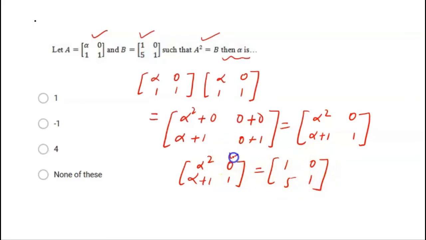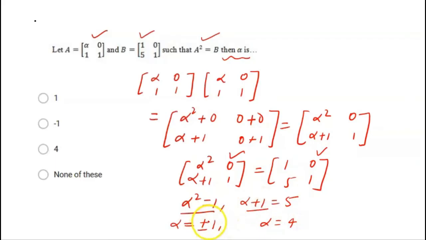So the second column is the same, 0, 1. It means that alpha square should be equal to 1 and alpha plus 1 should be equal to 5. So alpha square is equal to 1 will give me alpha plus minus 1, and this will give me alpha is equal to 4. Did you note one thing? No value of alpha will satisfy both, because this is saying that alpha can be 1 or minus 1, but this requirement is saying alpha should be equal to 4. So the correct option will be none of these, right? I hope you got it.